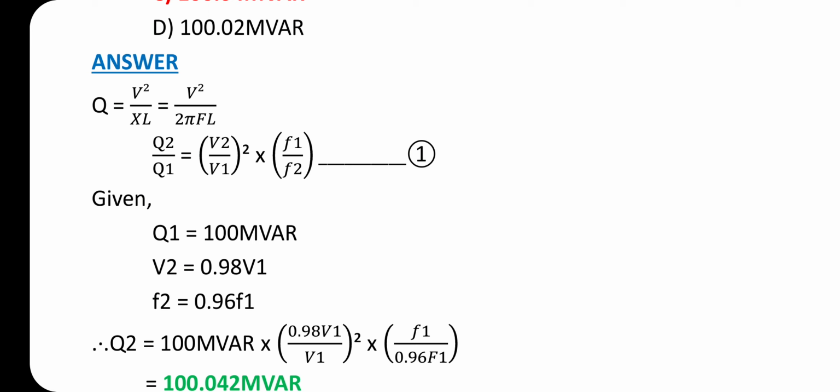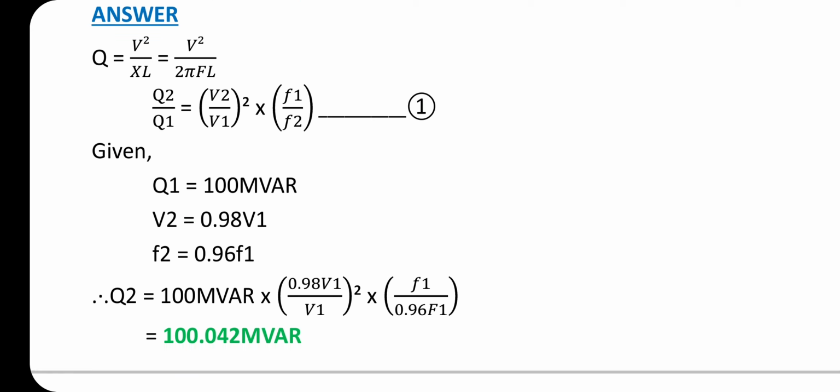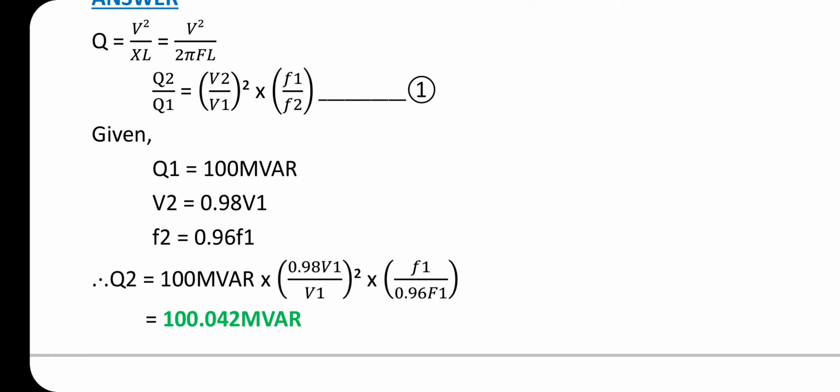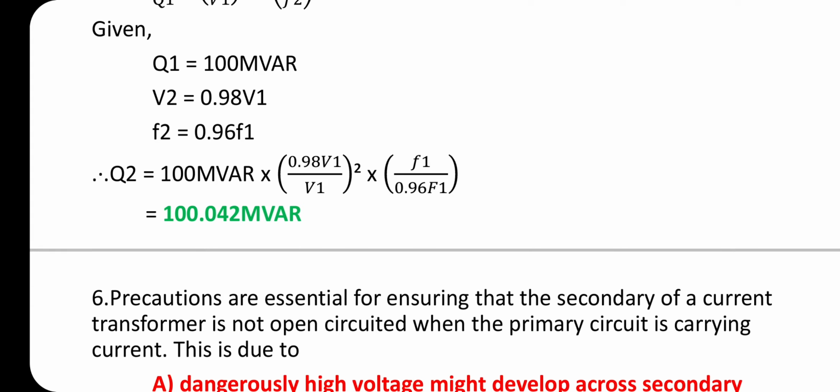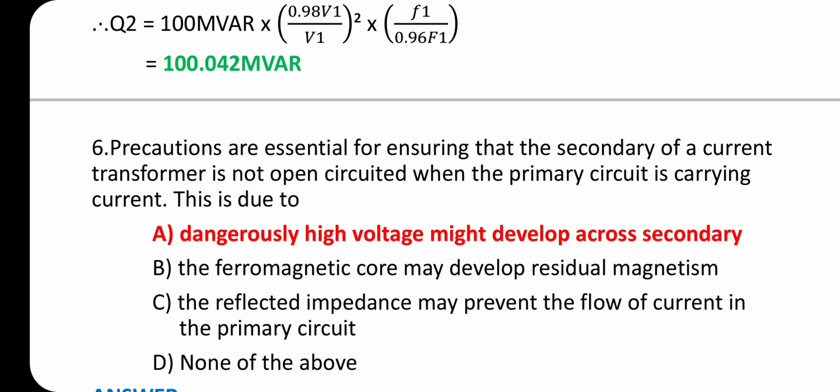Reactive power Q equals V square by XL, which is equal to V square by 2 pi FL. Q2 by Q1 equals V2 by V1 whole square into F1 by F2. Given Q1 equals 100 MVAR, V2 equals 0.98 V1 and F2 equals 0.96 F1. Therefore, Q2 equals 100 MVAR into (0.98 V1 divided by V1) whole square into F1 divided by 0.96 F1. After solving, we get Q2 equal to 100.042 MVAR.